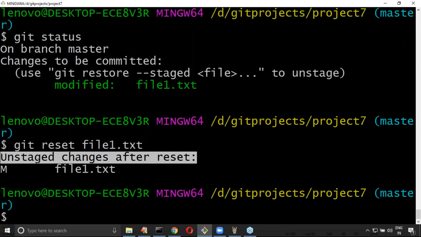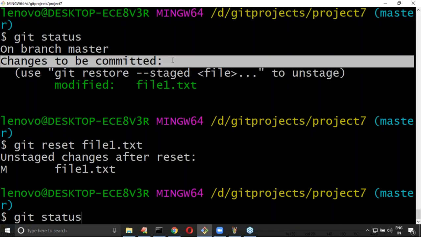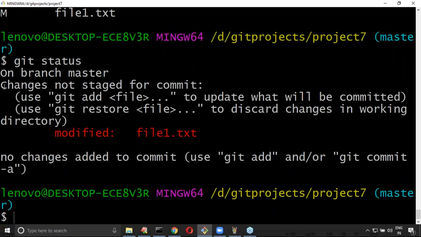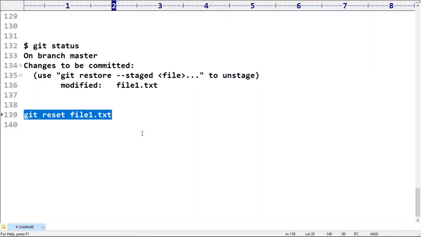Now, unstaged changes after reset. Observe git status. Earlier it showed changes to be committed because they were already added, but now it shows changes not staged for commit. Are you seeing the difference? Please add these changes to the staging area, like the changes reverted. Whatever changes we added to the staging area, can you please discard those changes?